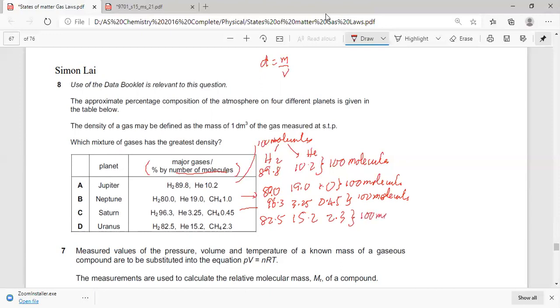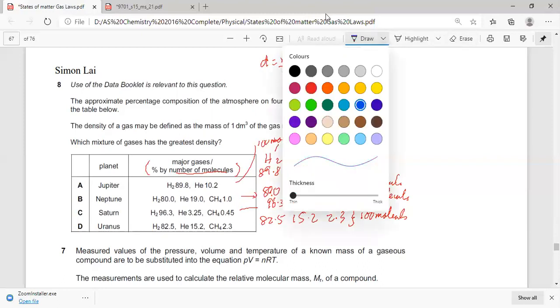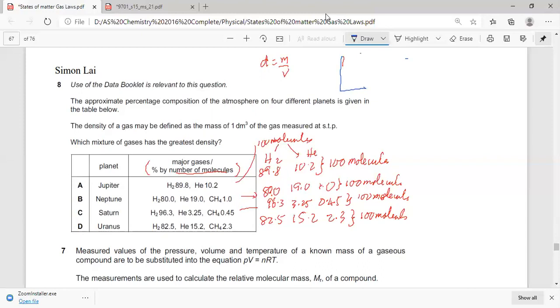Now, why do I say this? Remember, I put it in blue and taught you before. The first thing you do is, if I put inside here 1 mole of hydrogen gas at RTP, pressure equals 1 atmosphere, temperature equals 25 degrees centigrade, the volume here will be 24 dm³. The volume is 24.